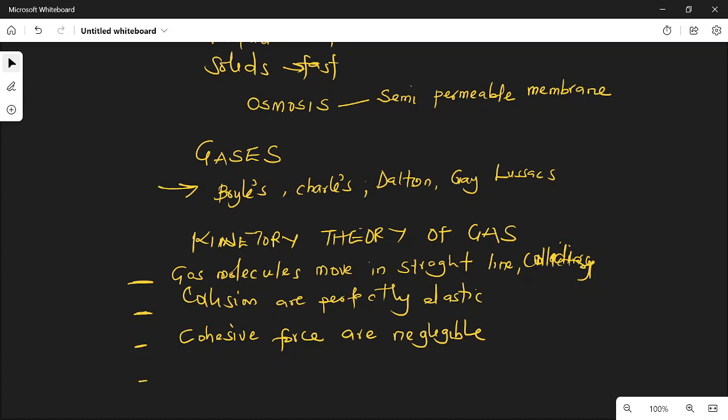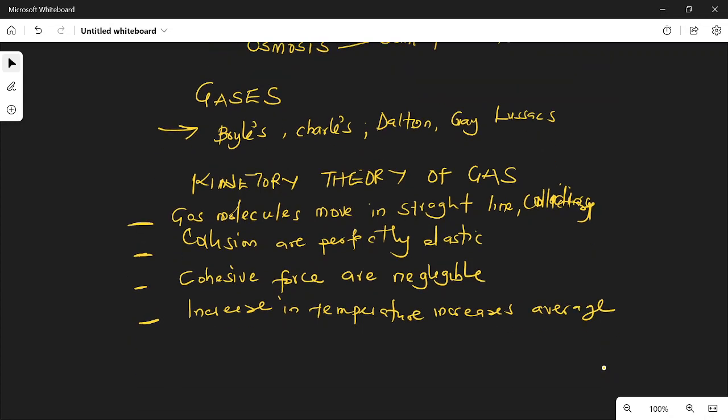Okay. Another kinetic theory they postulated was that an increase in temperature increases the average kinetic energy of the particles. I've said that earlier in the class.